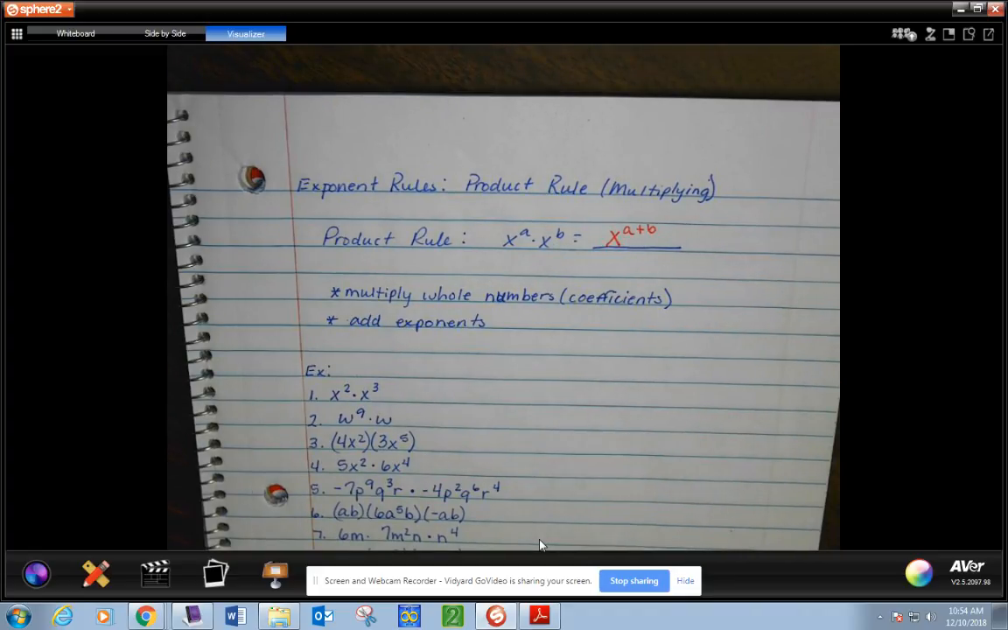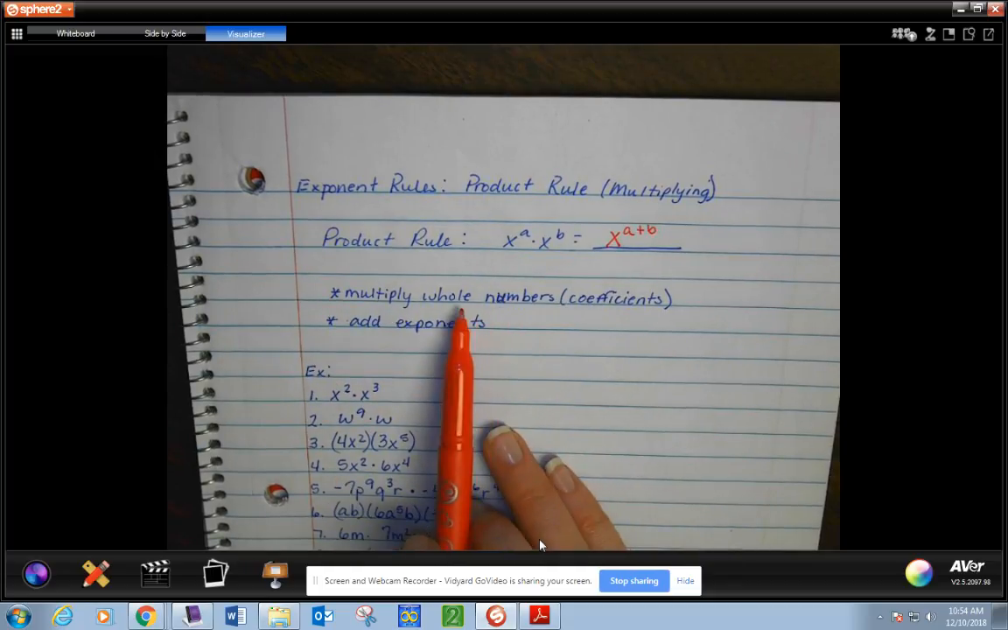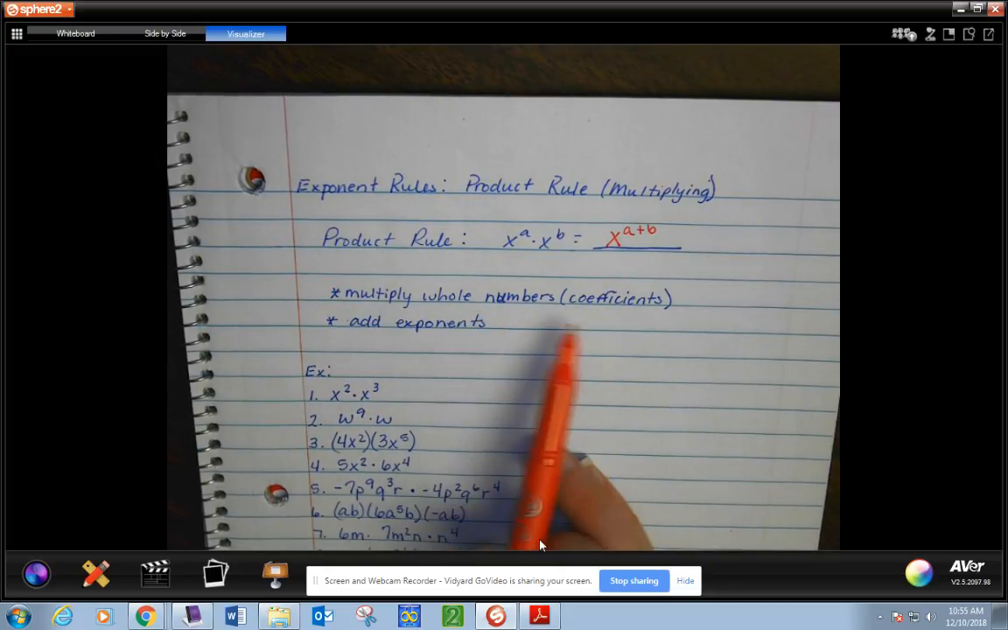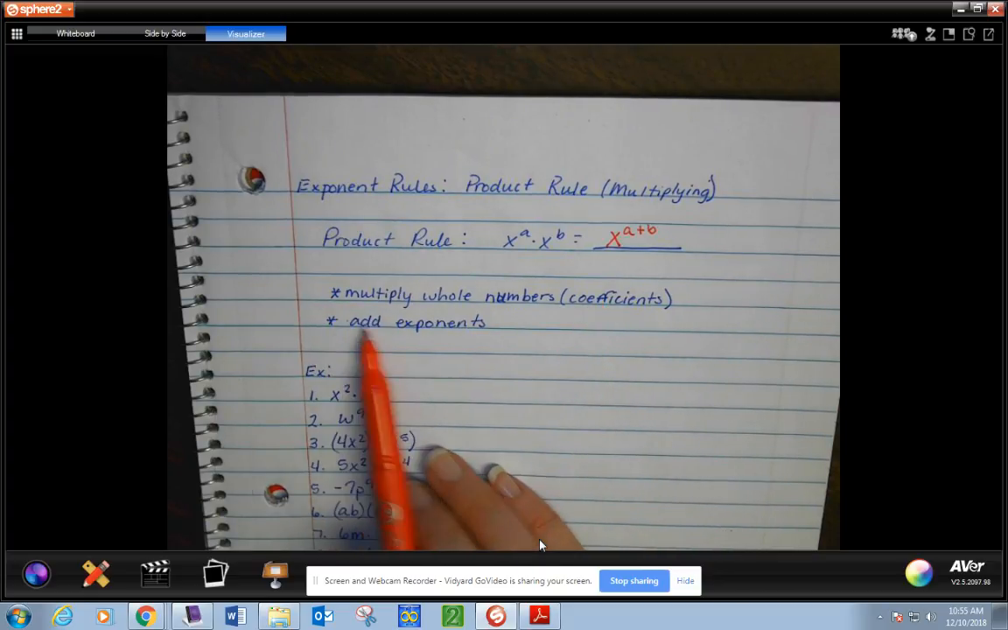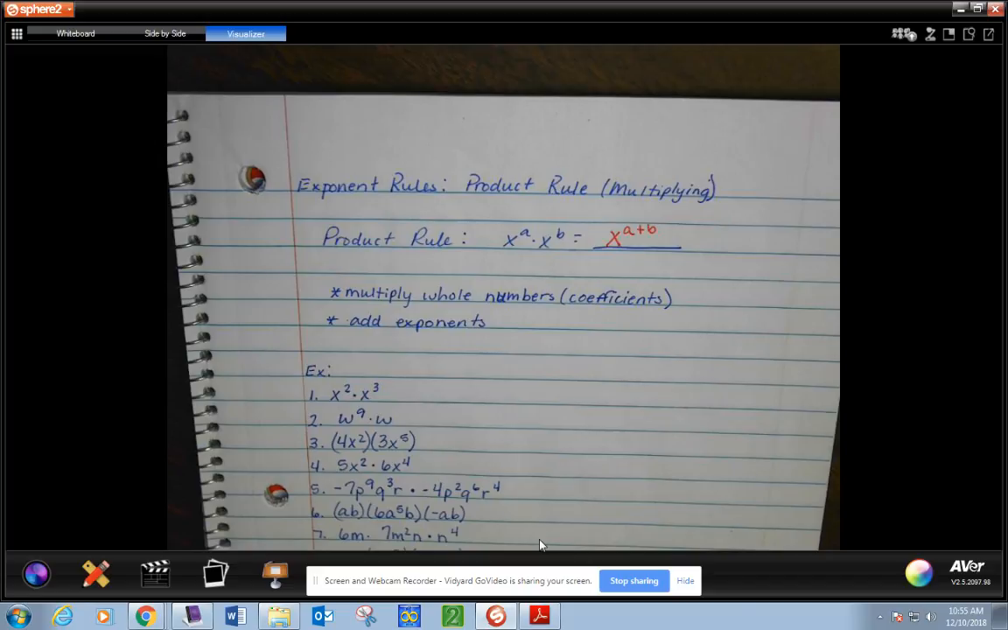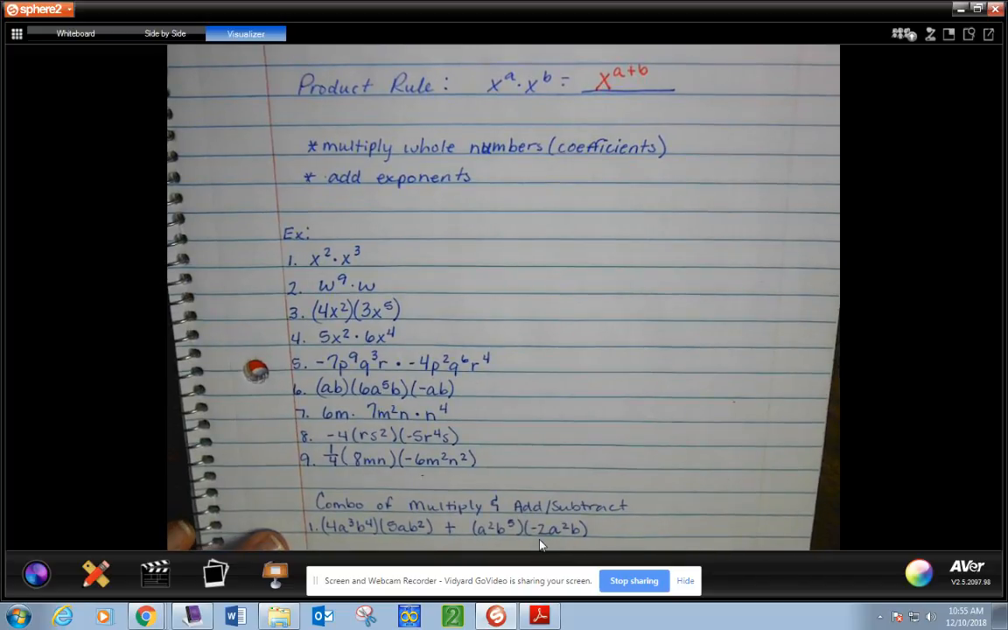Okay, so the way the product rule is going to work is you're going to multiply whole numbers. Now, they're not always whole numbers. Sometimes they're fractions, so this is why I also wrote coefficients to the side. And then you add exponents. Okay, so here are some examples.